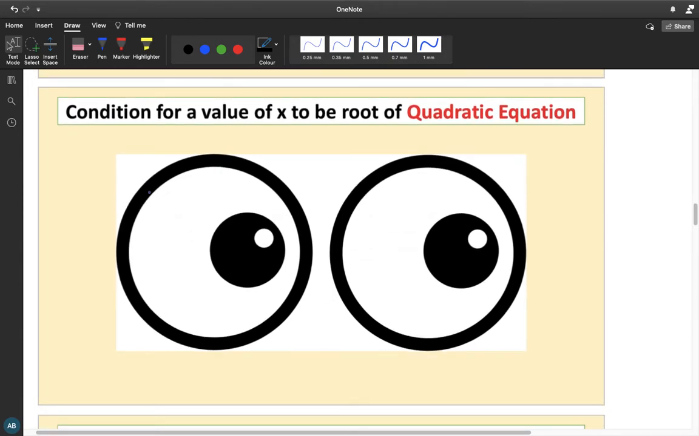Next, condition for a value of x to be a root of a quadratic equation. This one right here is example 6, EG6, page 19 in your mathematics textbook. Some asked teacher, do we use the BM or English textbook? I use English, so you guys should refer to the English one.